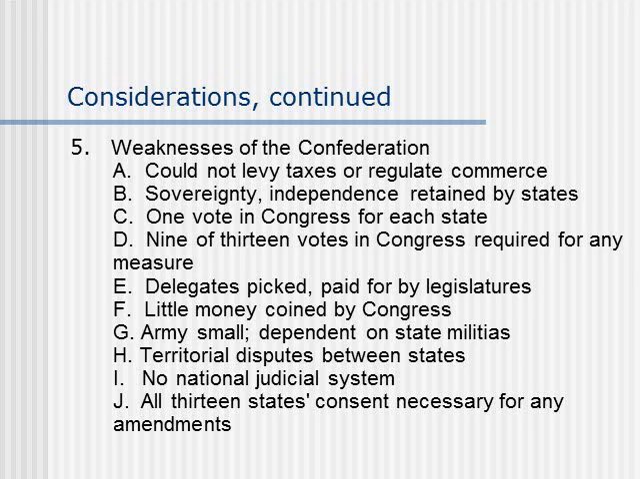Territorial disputes between states. If you guys remember, I think it was Pennsylvania and Virginia, we found out, had a little bit of a shooting match one day, fighting over territory. No national judicial system. And all 13 states had to consent for an amendment to pass, which is one of the interesting things about the United States Constitution, because for a while we operated under it without unanimous consent. So technically, there for a while, the United States Constitution was essentially illegal.